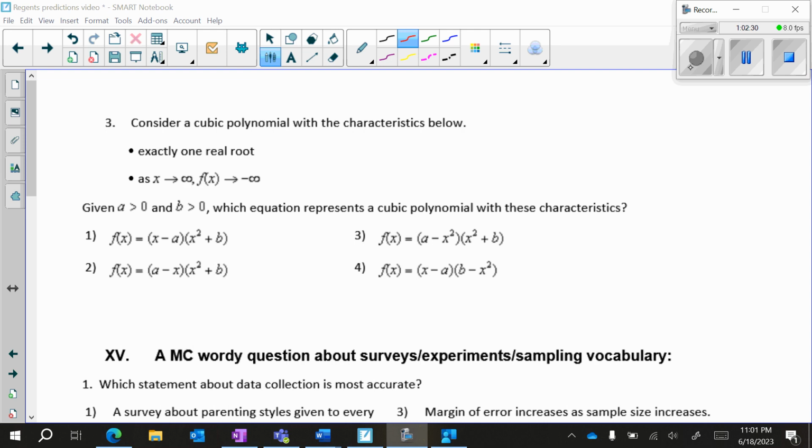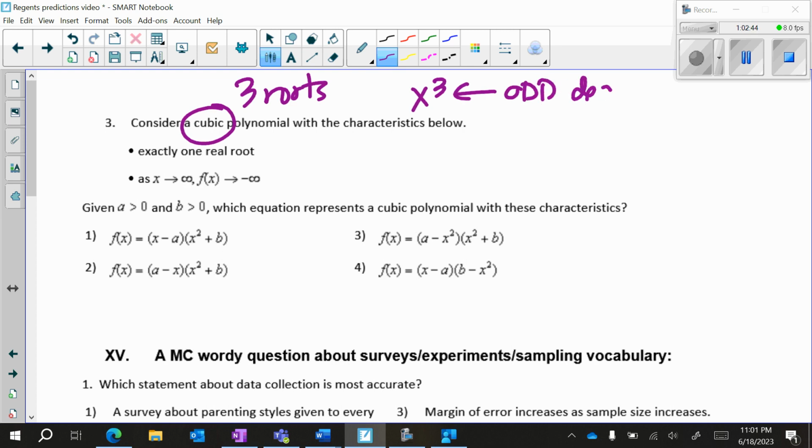This one's a little more abstract. If you look, they all have a's and b's, so keep that in mind. It's like a little scarier to look at. But it says cubic polynomial, so that means 3 roots total. Cubic means x to the third, which is odd degree. It says only one real root. So if there's one real root, that has to mean that there's 2 imaginary roots because they have to total up to the degree, which is 3, okay?